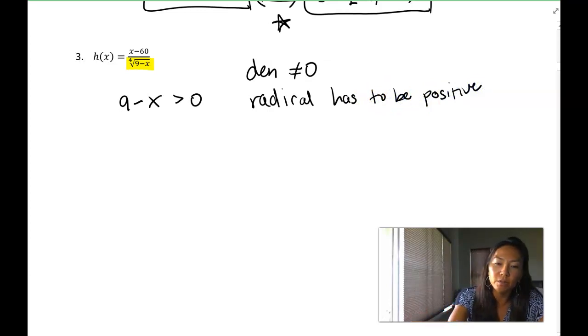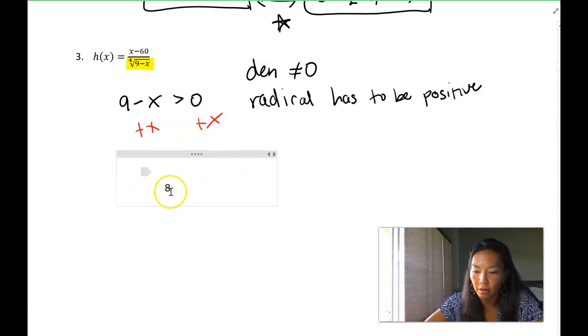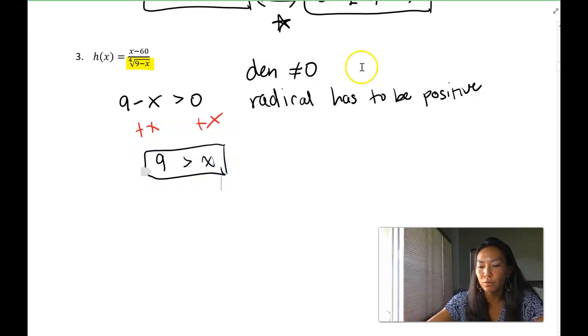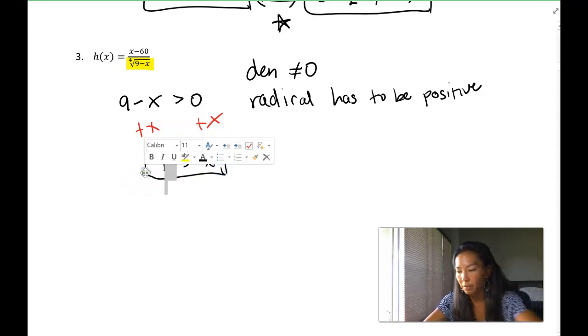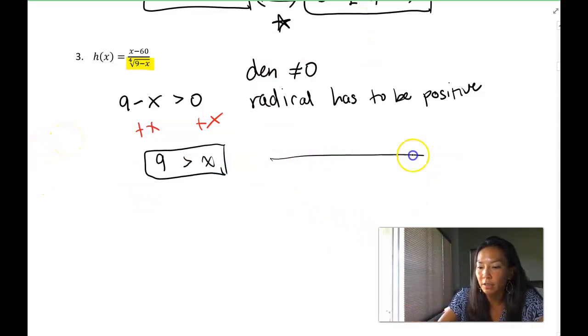Now at this point, I can do a little bit of algebra, just add x to both sides. I get 9 is greater than or equal to x. Oh, the 8 kind of appeared there. I think I hit 8 on my keyboard. Sorry about that. So 9 is greater than x. Now, if I were to graph that, what does that look like?